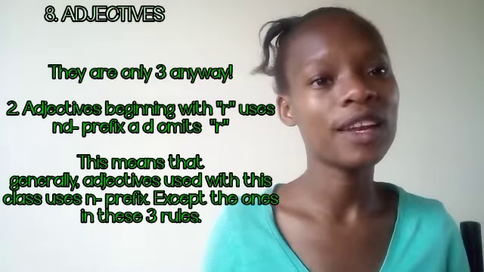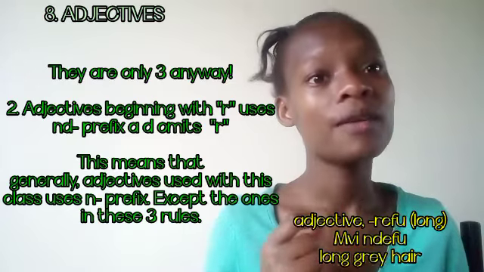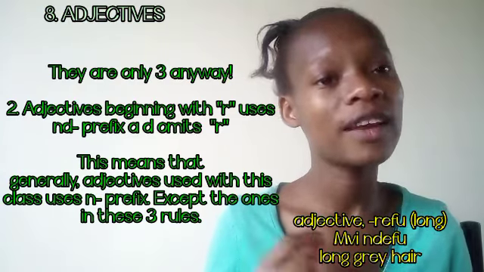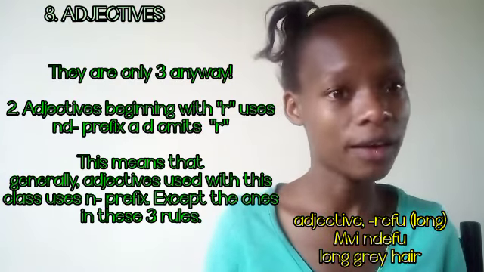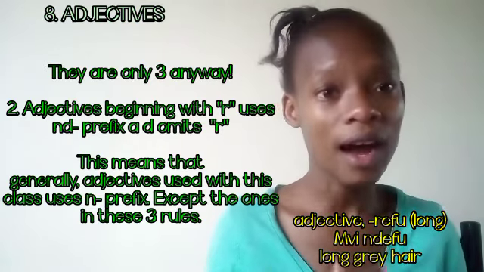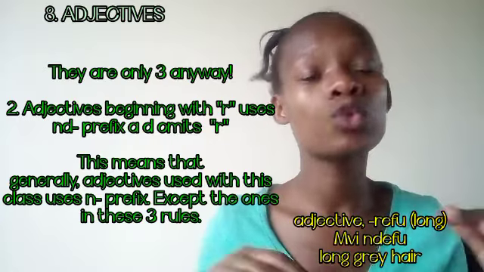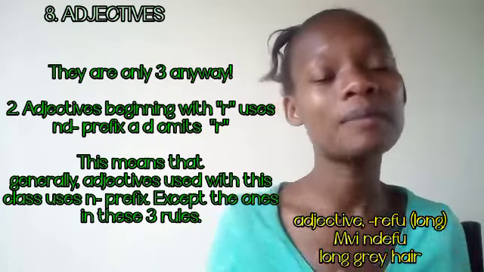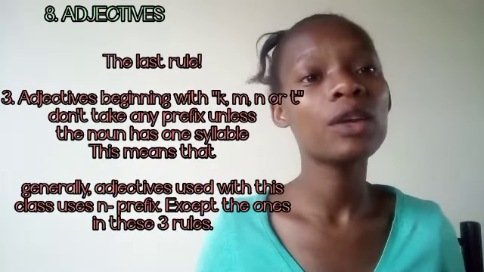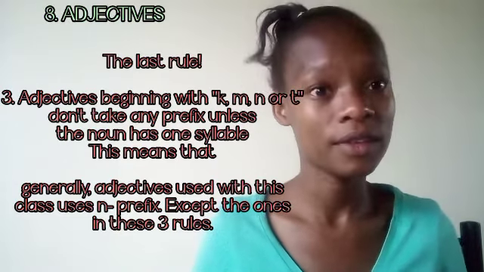Now for this one, let's use the noun mvi. Mvi, the gray hair. We'll say mvi ndefu, long gray hair. So the adjectives beginning with R use the prefix ND and then they omit the R. What is to omit? To omit is to remove. So refu becomes ndefu. And lastly, adjectives beginning with K, M, N, or T don't take any prefix unless the noun has one syllable.